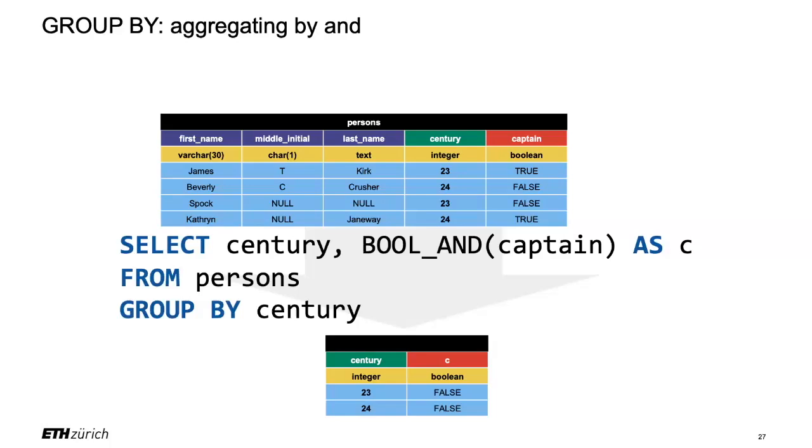So here you can see that if you look at 23rd, we have true and false. So it fails because one of them is false. And for 24, you have false and true. So it's also false because one of them is false. It would only be true, the bool_end, if everything is true. Then you would have a true.